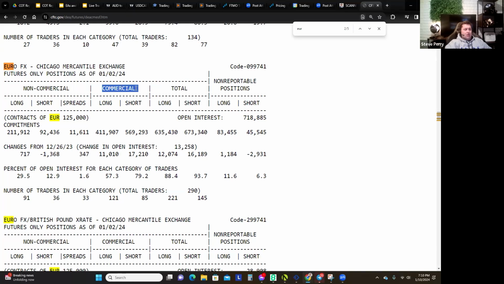Commercials are institutions, not just banks, but they can also be companies. An example of a commercial trader in the COT report would be a pig farmer in the Midwest, let's say one of the biggest pig farmers, and they trade agriculture and livestock. When they're buying feed and selling their hogs off, they have to use futures contracts to balance their business.